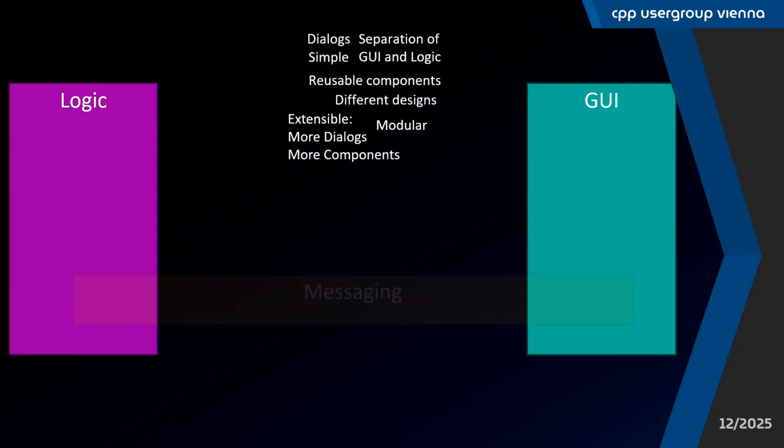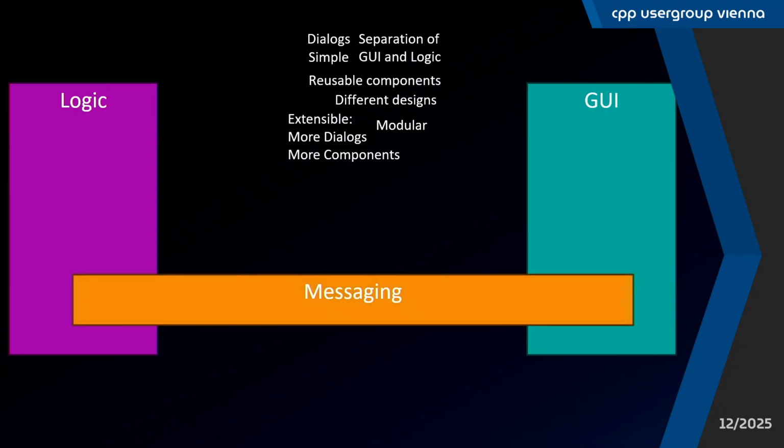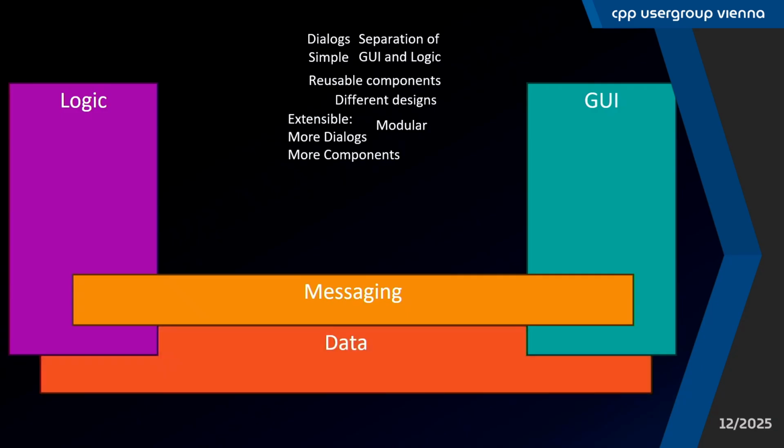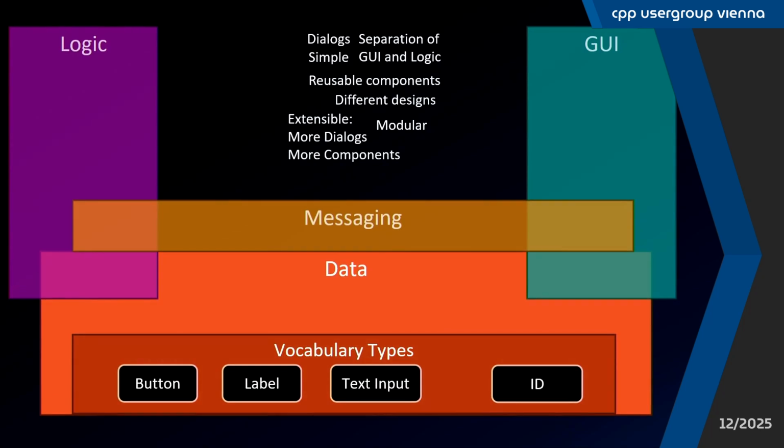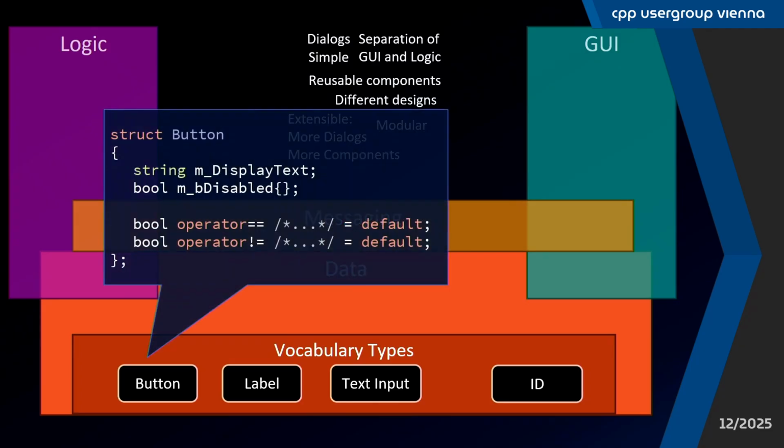Great, but I guess they will have to talk to one another some way. So there will be some kind of messaging. And I think they will need some kind of data to transfer between one another. And let's start here. So I would say let's start with some simple vocabulary types like a button, a label, a text input. And I will need some kind of ID so I know one dialogue from the other.